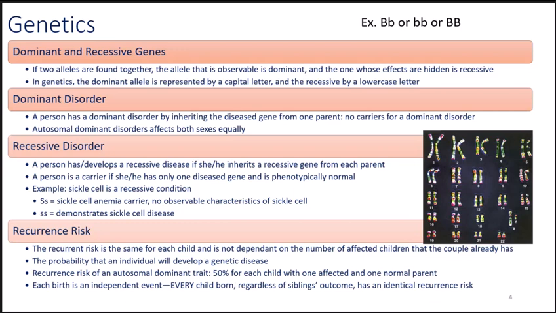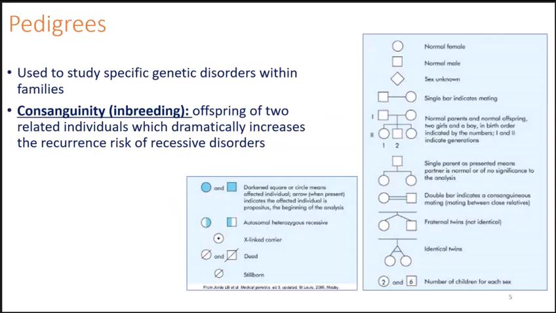So what we're going to be doing shortly then is applying these concepts, what we've learned about dominant and recessive disorders and recurrence risk, to real life examples. And as I said, that should make things a lot more clear.